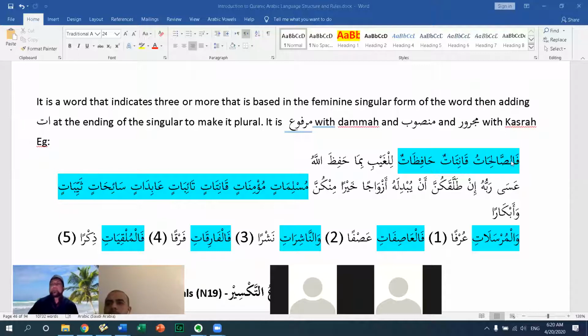So the way we do i'rab of this, we say fa حرف العطف, الصالحات مبتدأ مرفوع وعلامة الرفع الضمة على آخره. فالصالحات قانتات, قانتات is خبر مرفوع وعلامة الرفع الضمة على آخره. Therefore the righteous women are obedient. حافظات خبر ثاني, حافظات للغيب بما حفظ الله is خبر ثاني. It's a second خبر.